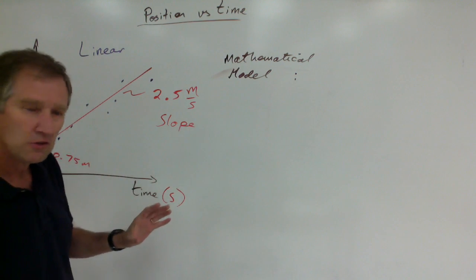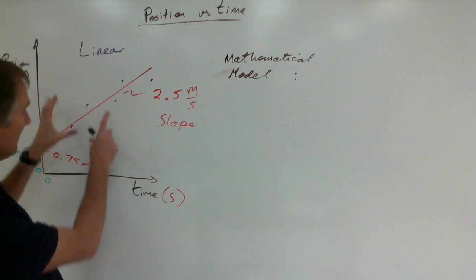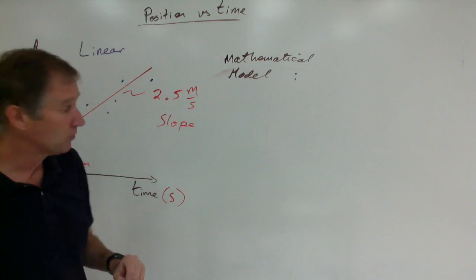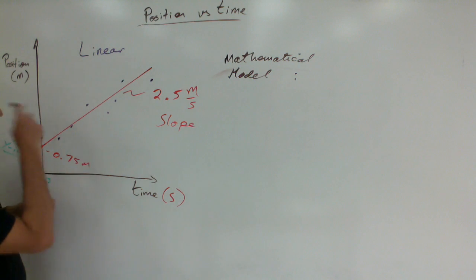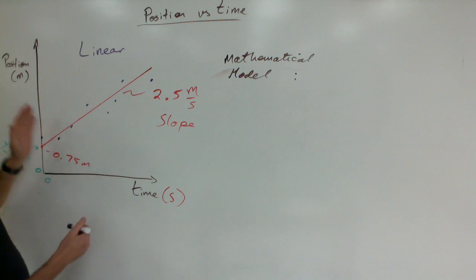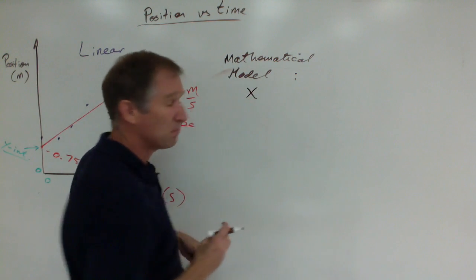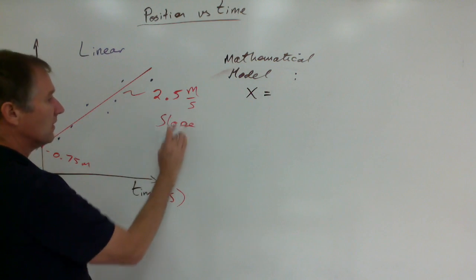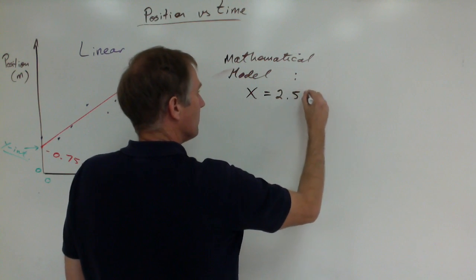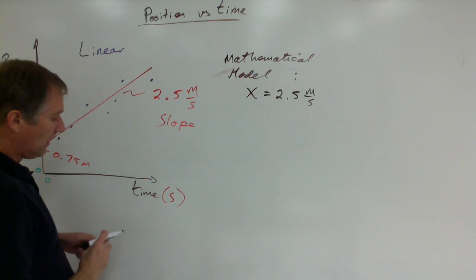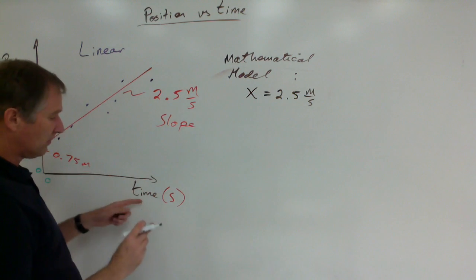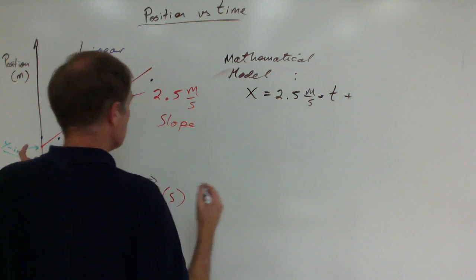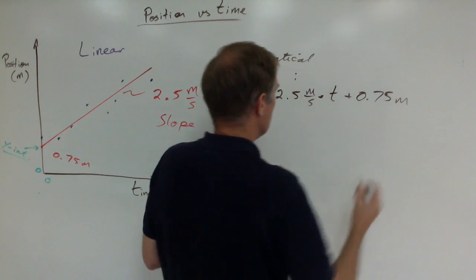It's a mathematical representation, like this is a graphical representation of the motion of the object. This isn't the motion of the object. It's a graph on a whiteboard that represents the motion of the object. I'm going to write an equation that represents the motion of the object. And where's that equation going to come from? Well, this is a straight line: y equals mx plus b. What's your y variable? In this case, it's position. What is your slope? Your slope is 2.5 meters per second. What is the x variable? The horizontal variable is time. What's the y-intercept? 0.75 meters. That's your mathematical model.